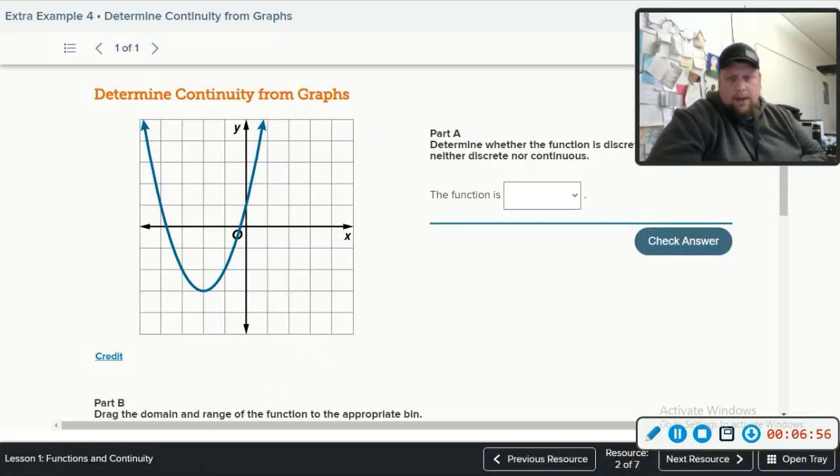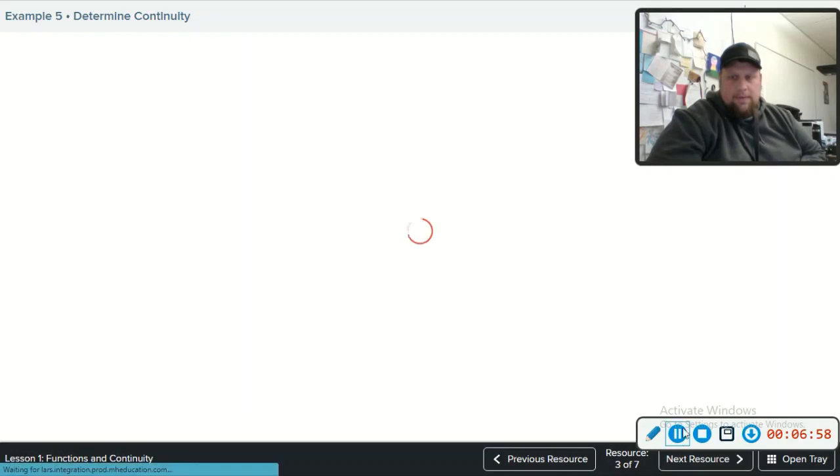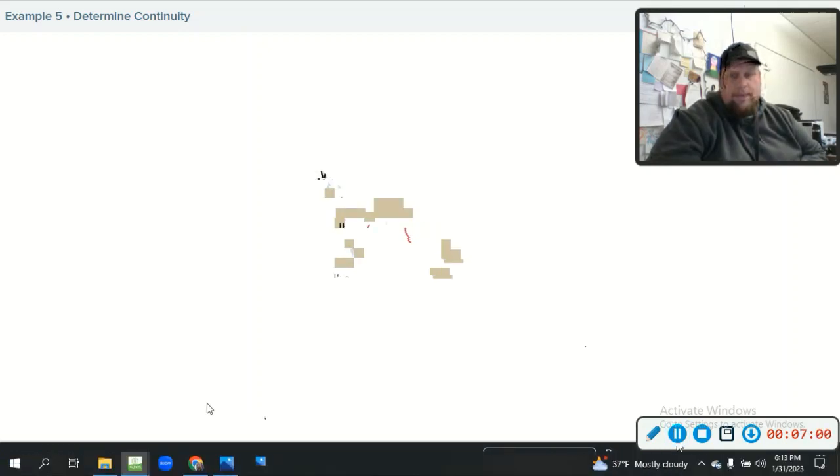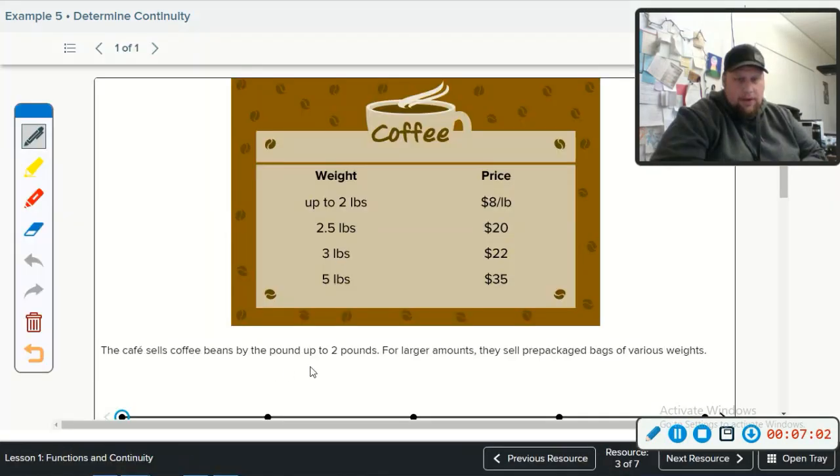Okay, so we're talking about a cafe. It says the cafe sells coffee beans by the pound, up to 2 pounds. For the large amounts, they sell prepackaged bags of various weights. If we want to know whether it's continuous or discrete, and we're going to talk about the domain and range a little bit, you can see that on the top of the back side of your notes. Notice that for up to 2 pounds, it's continuous because it's $8 a pound, which means I can buy parts of a pound.